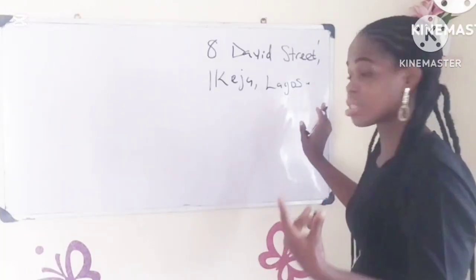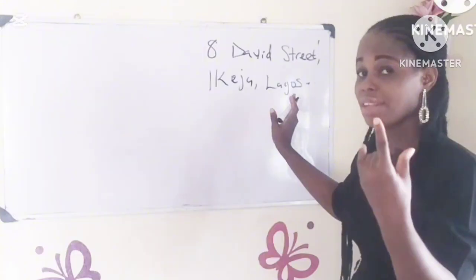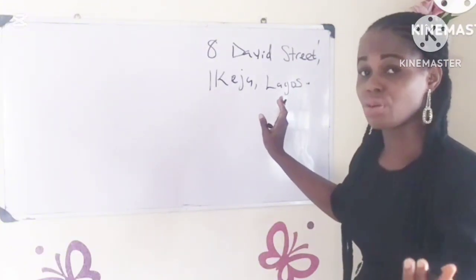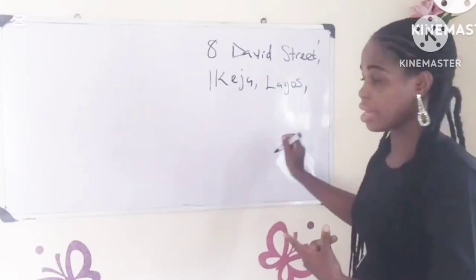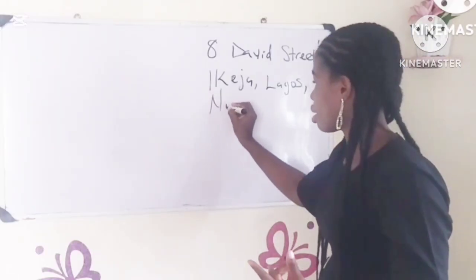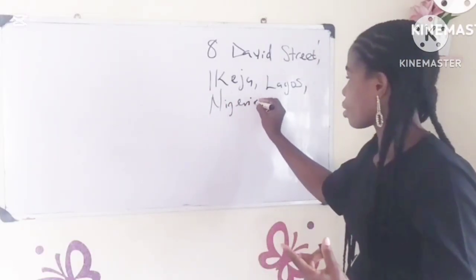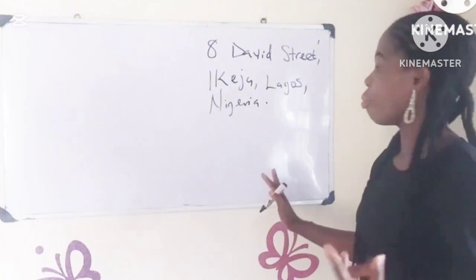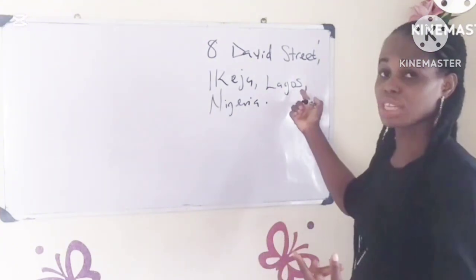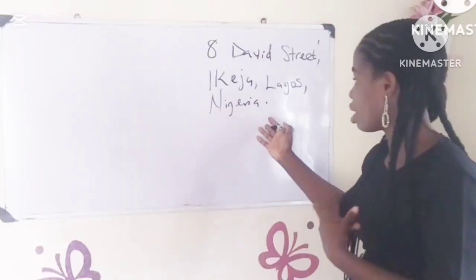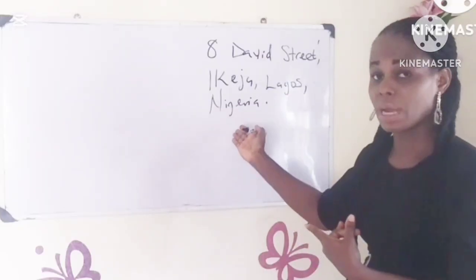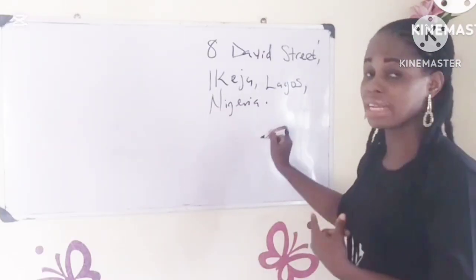Now after Lagos, if the letter is to be written to someone who is living abroad, you put a comma here, then Nigeria, full stop. You have to put a full stop after Lagos if the letter is not going outside Nigeria. But if it's going outside Nigeria, you come down and write Nigeria and make sure you end with a full stop.